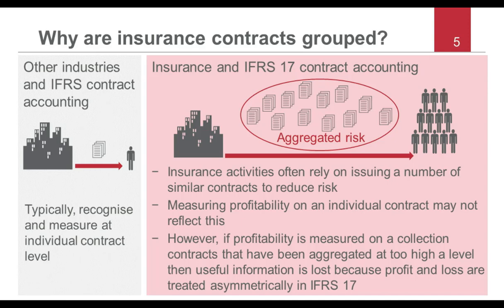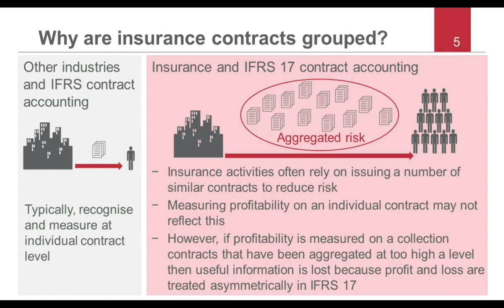Insurance activities often rely on issuing a number of similar contracts to reduce risk. This is sometimes referred to as risk pooling. Insurance contracts are grouped applying IFRS 17 for the purpose of determining the profitability of insurance contracts. However, if we measure profitability using a group with a large number of insurance contracts, we might lose some useful information about how different types of contracts are performing.